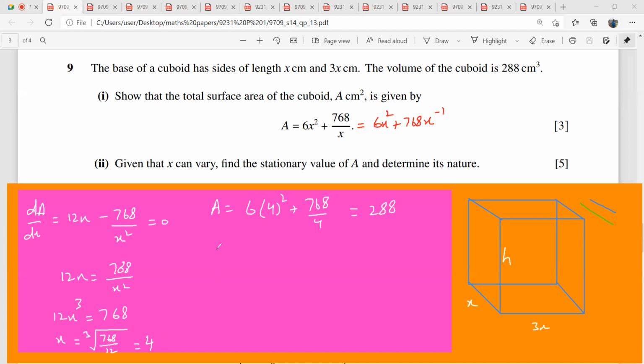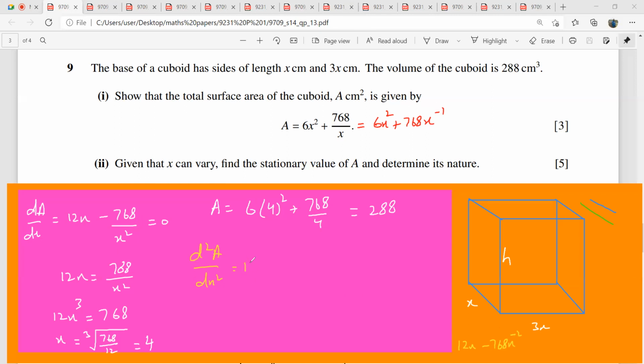And now let's determine if this is a maximum or the minimum area. So you need to differentiate this again. So that is going to be d2A by dx squared. That is 12. I'll be writing it here as 12x minus 768 x raised to power minus 2, so that I can differentiate it.